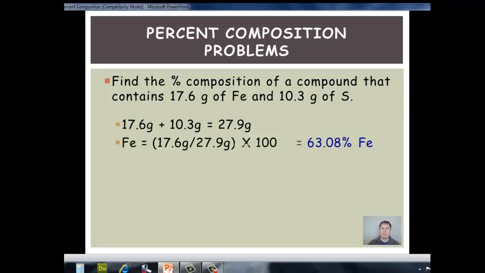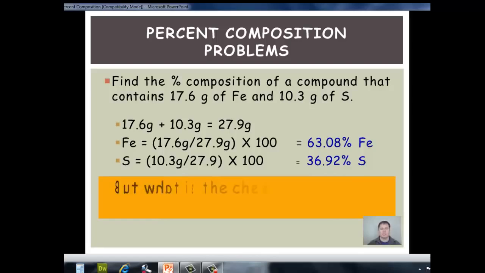So to find the percent composition, for iron we take 17.6 grams divided by the total times 100, which gave us 63.08% iron. We do the same thing for sulfur, and we end up with 36.92%. Add those together and you end up with 100%. So that's what we learned to do in the last video.